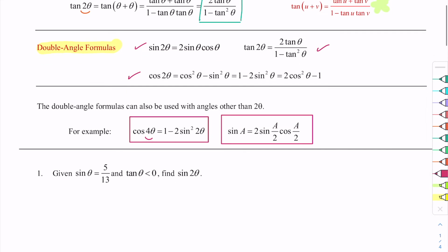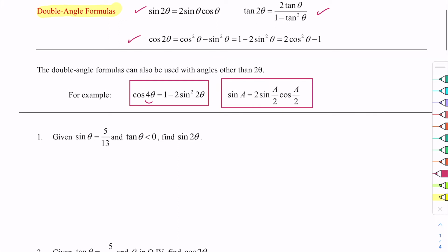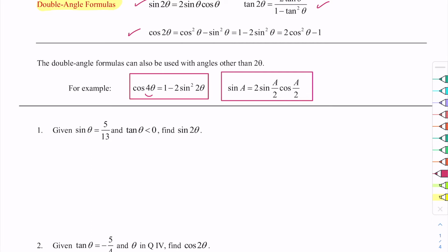So let's go ahead and take a look at number 1. Now each one of these questions is a little bit different. Given the sine of theta equals 5 over 13, and the tangent of theta is negative. So first of all, let's figure out what quadrant we're in. The sine is positive, and the tangent is negative. So we must be in quadrant 2.